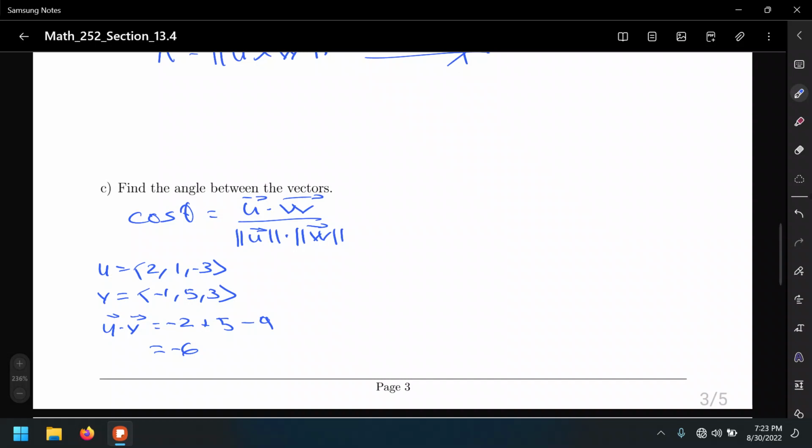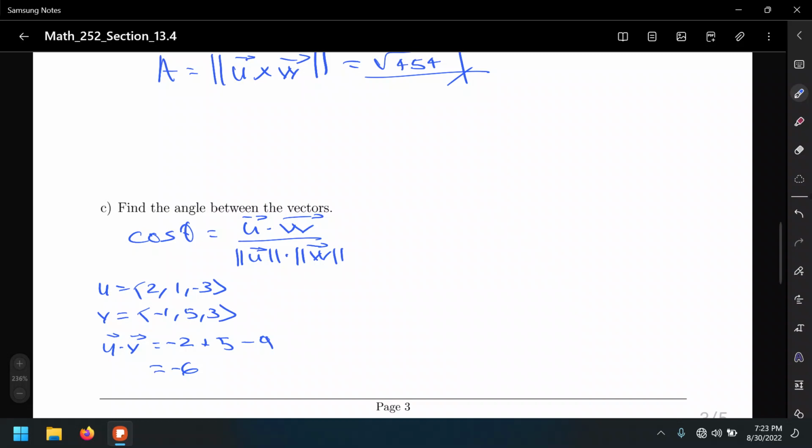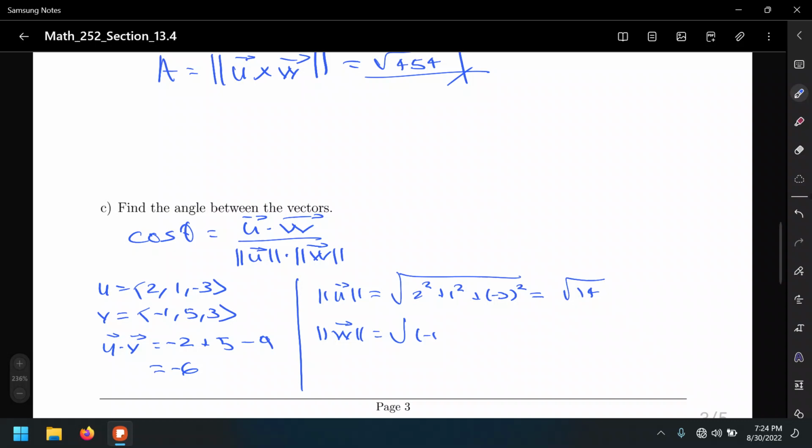And we also need the magnitudes of each vector, which we don't have. So let's find them. The magnitude of the vector u is the square root of the sum of the squares of the components. So that's 2 squared plus 1 squared plus negative 3 squared. And that equals the square root of 14. And then the magnitude of the vector w is the square root of negative 1 squared plus 5 squared plus 3 squared. That should give us the square root of 35.